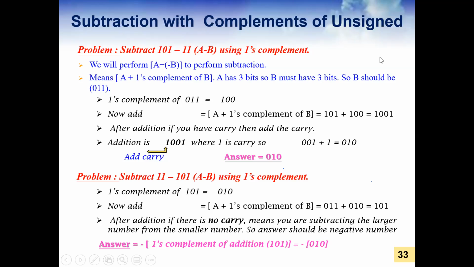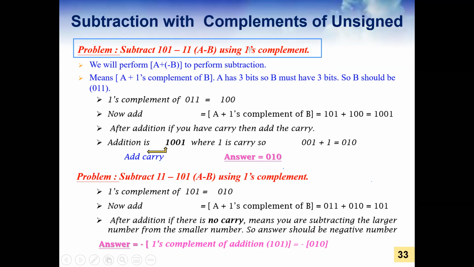Now see, we want to perform this operation. The question is mentioned here: subtract 101 minus 11, that is, a minus b, using 1's complement. So the question will be like that. It is mentioned which complement method you will be using. They are saying use the 1's complement method and perform the subtraction. So when it is the case, you use the 1's complement method.